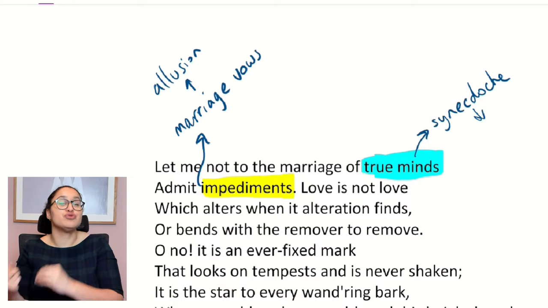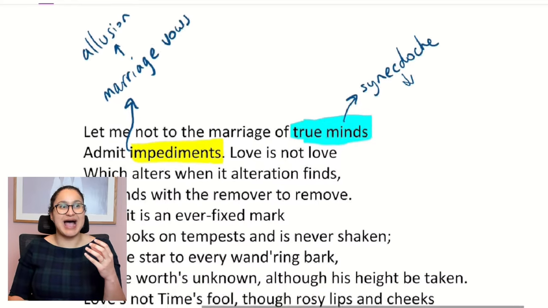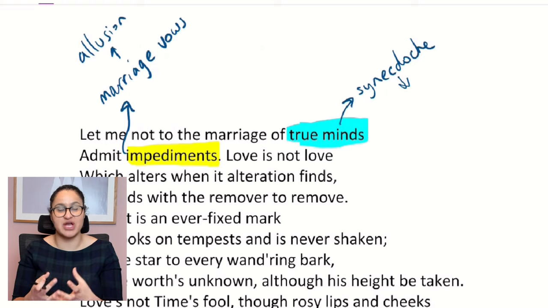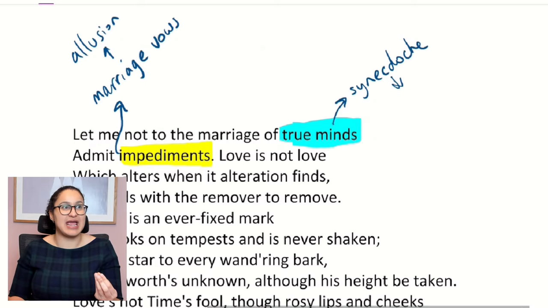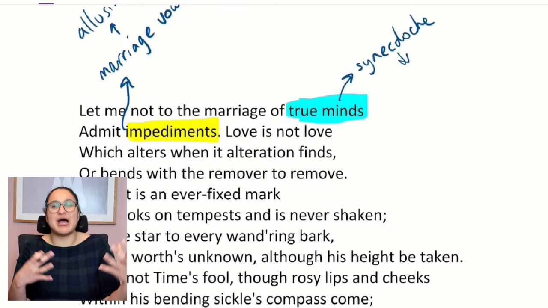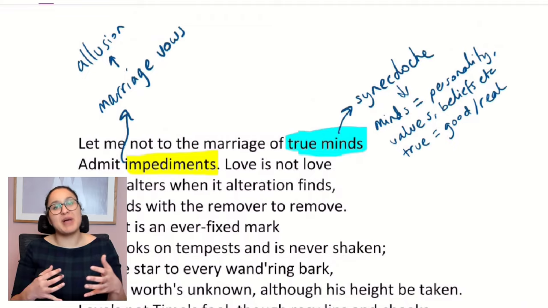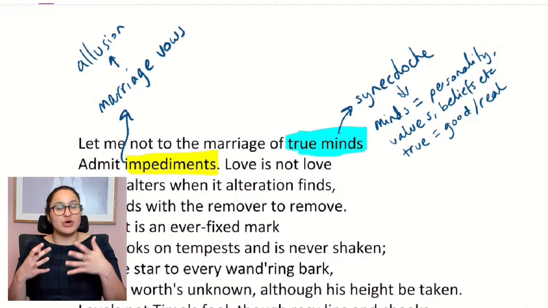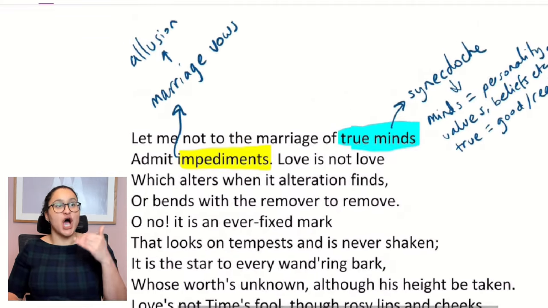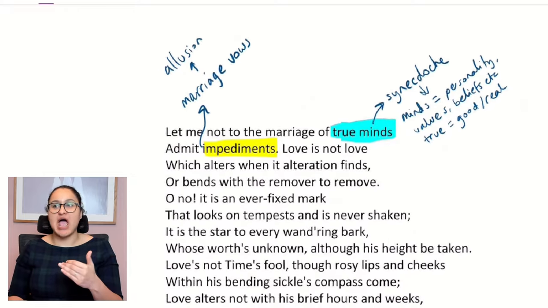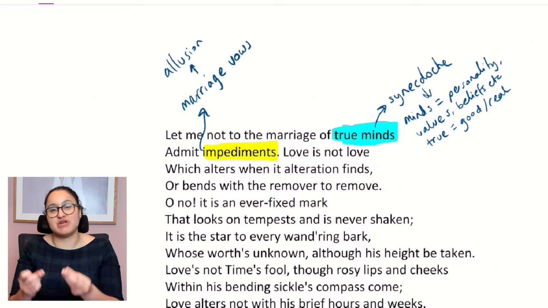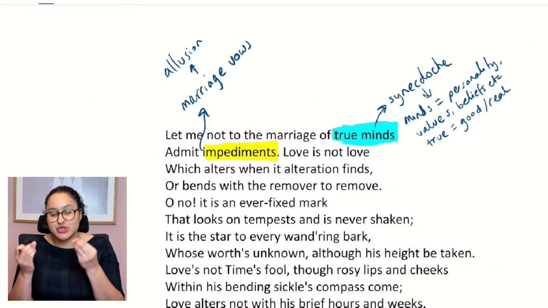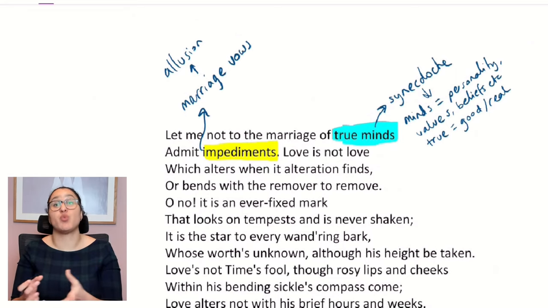So if they're true minds, it's two people that have a great connection with each other. They really get along, they really understand each other, you know, good friends. That basic principle we still have today that, you know, your spouse is your best friend. So when we go back to this line as a whole then, what he's essentially saying is, I will not accept that there are obstacles in a love, in a marriage between two people that truly get each other and understand each other and want to be together.